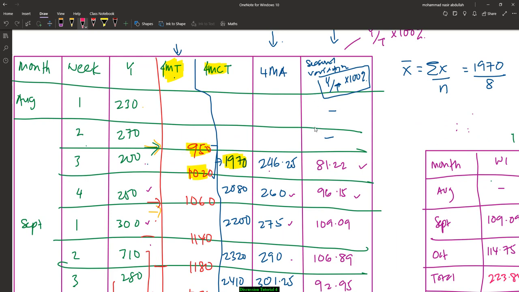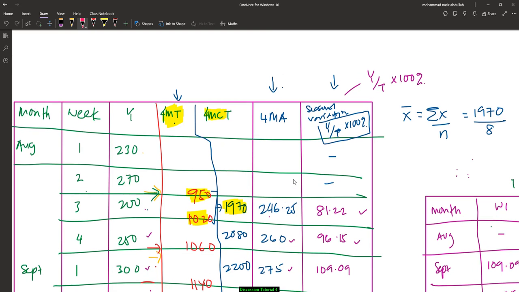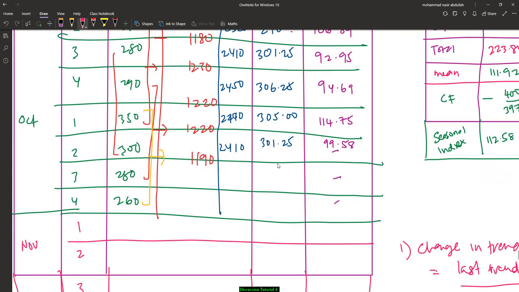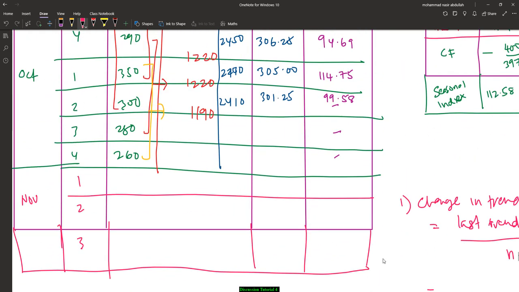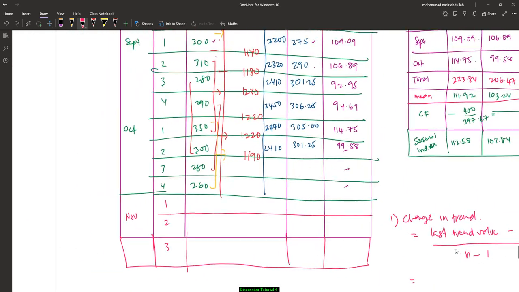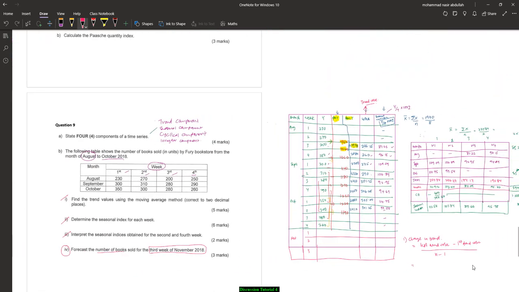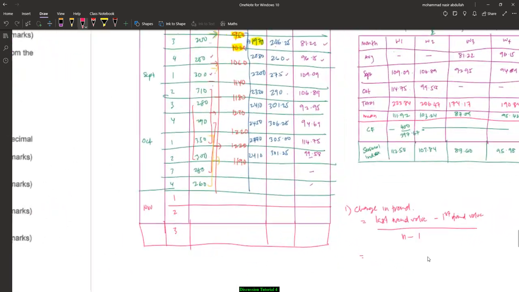So need to very careful sebab selalunya kalau kita nak cepat, kita akan tengok the last column. The last column here will be the seasonal variation. This is not our trend. So we need to look for our trend. So for moving average ni adalah our trend value. Right? So the last trend value is 301. Oops. Susah lah. Kalau pakai Mac senang.